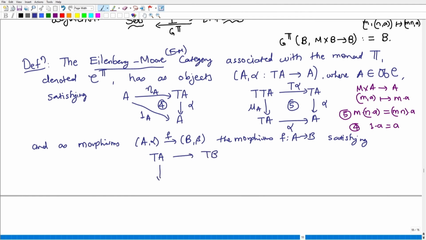like TA to TB and A to B. What do we have here? Map alpha, then we have map beta, and here we have TF, and here we have F. This is our diagram number 6, and what does it represent? It says that F of M dot A is equal to F of M acting on A. This is what diagram number 6 is trying to say.